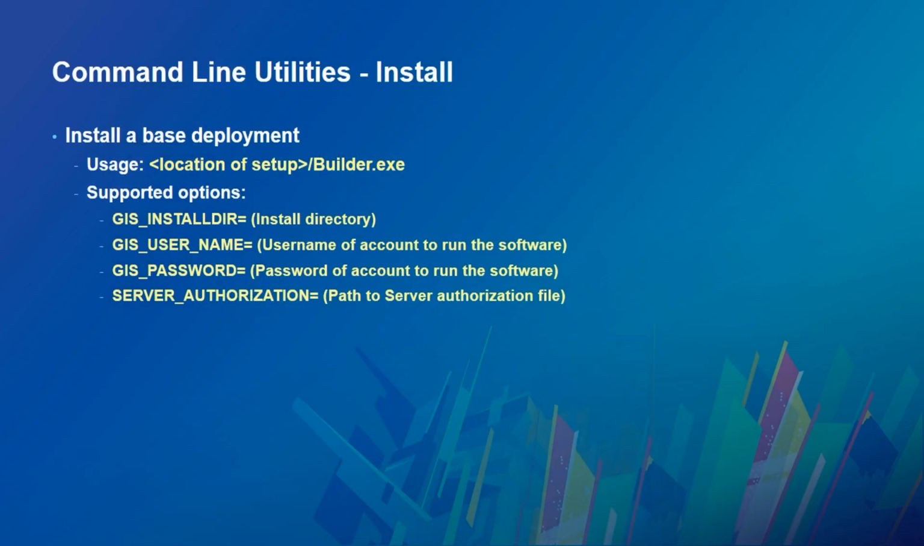So I also want to cover some of the command line utilities. The first is to install, and the usage is providing the path to the builder executable. Then you provide the path to the install directory, the username and password for the account to run the software, and the server authorization file. Two things omitted here, I apologize, but the web adapters can be specified here as well. They're going to be updated within the install documentation for the Enterprise Builder, but it will be WA Portal and WA Services to specify the names of the web adapters within the silent install.